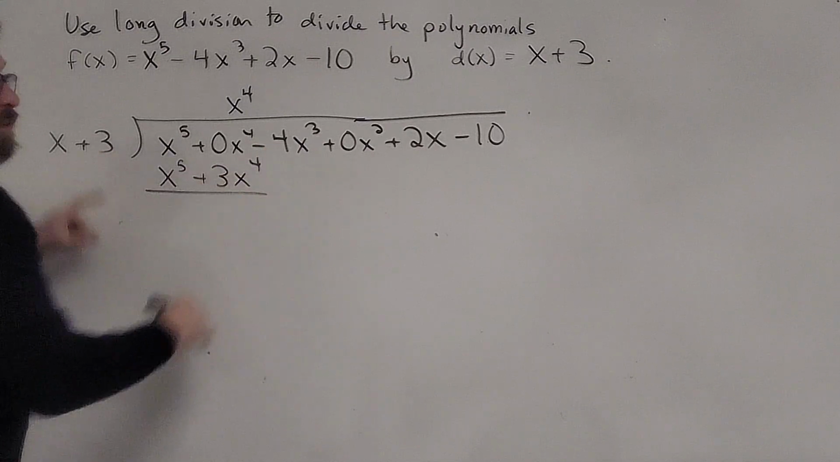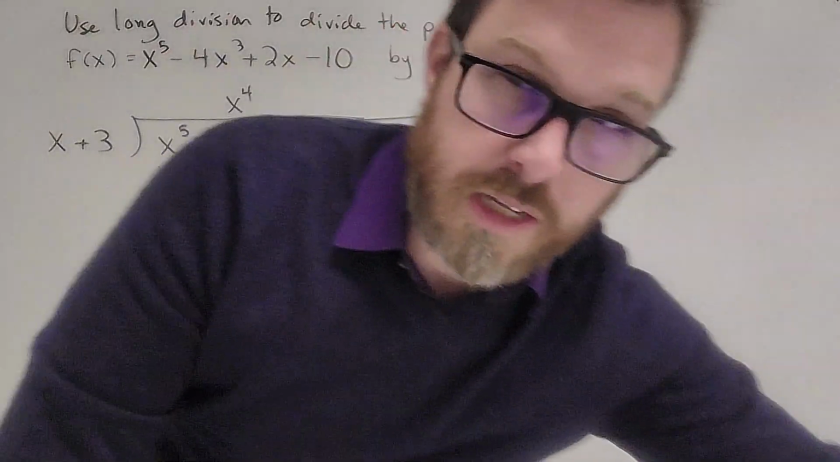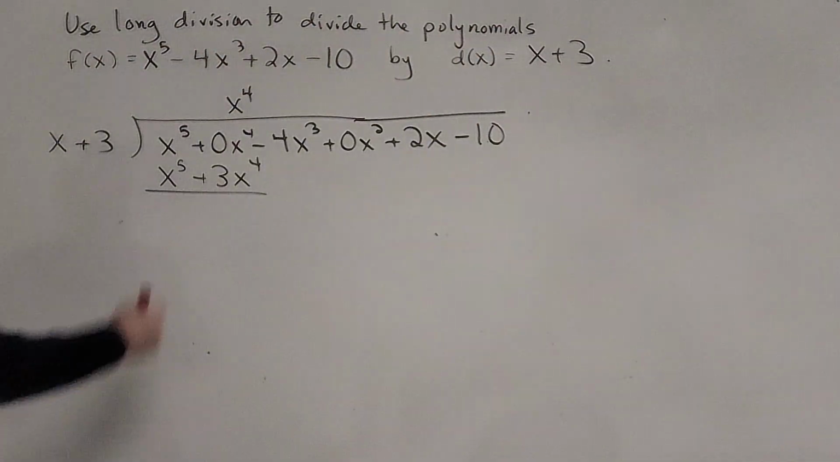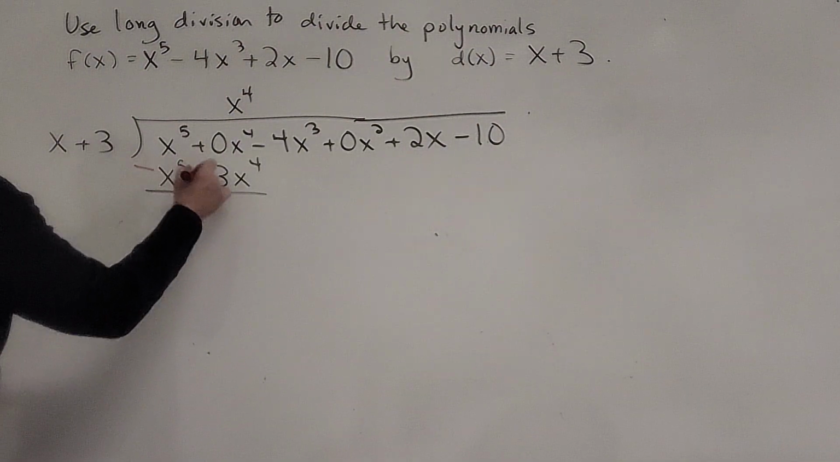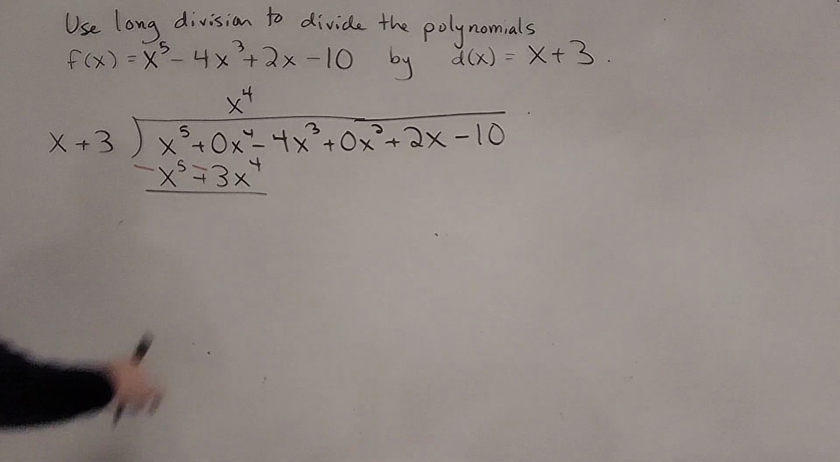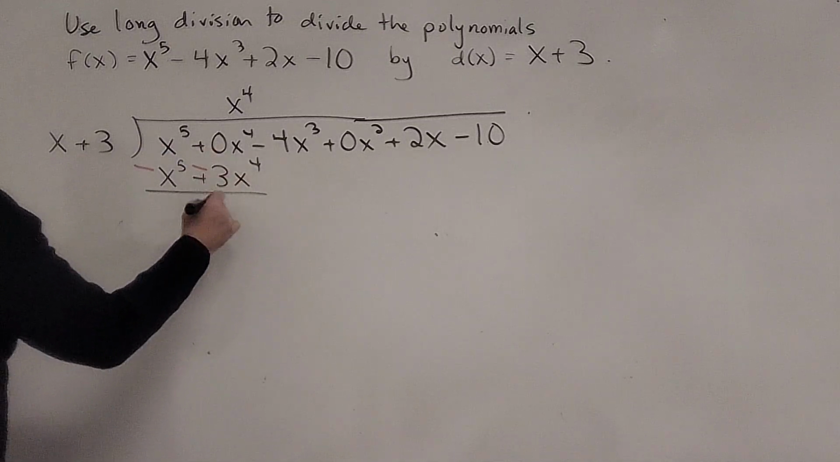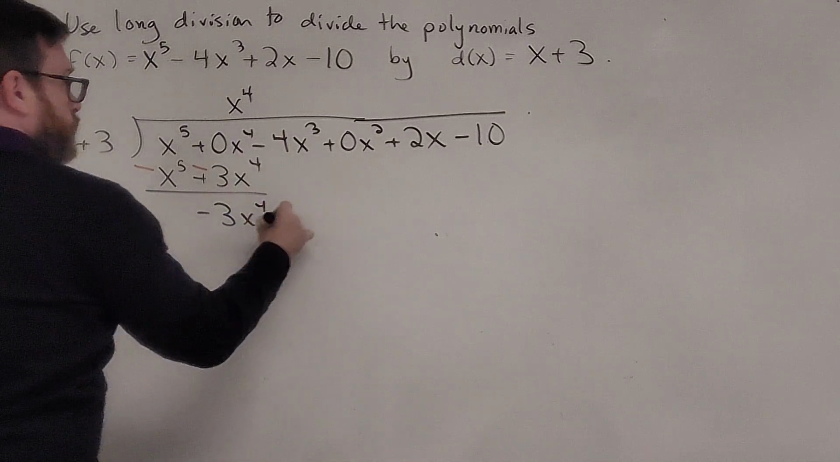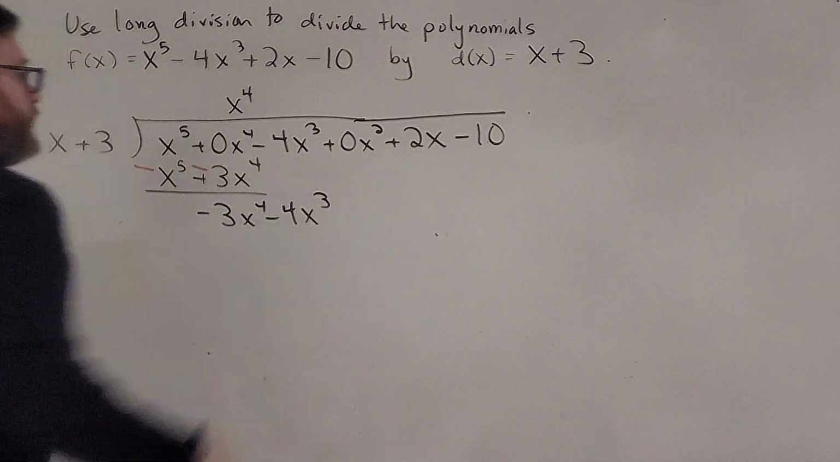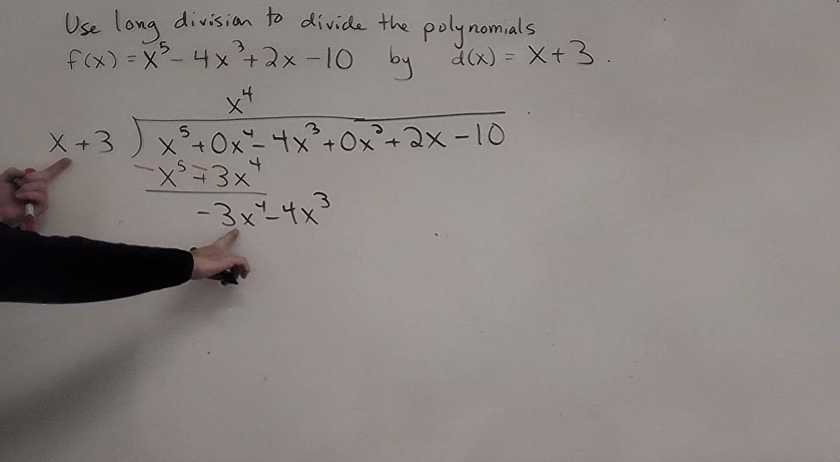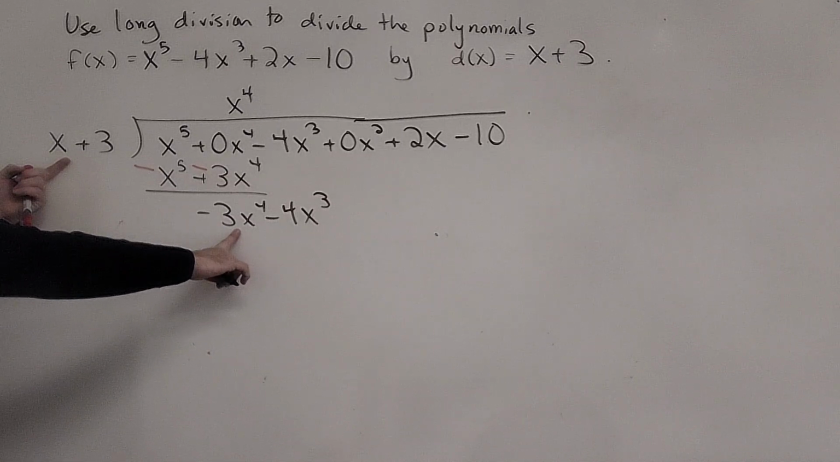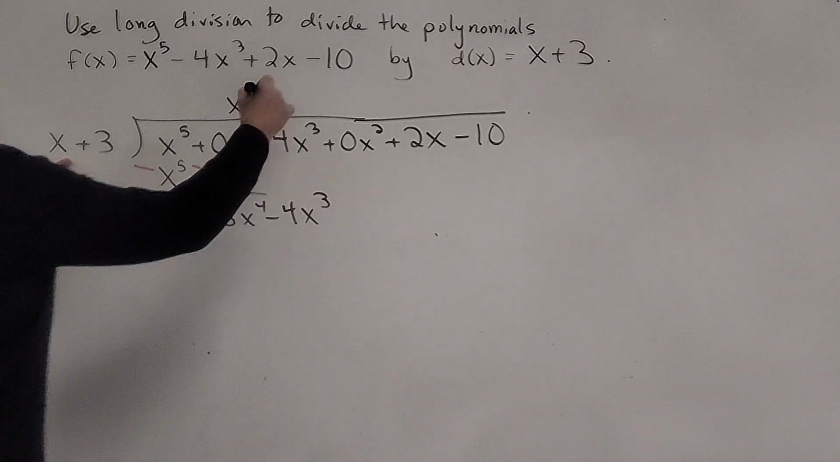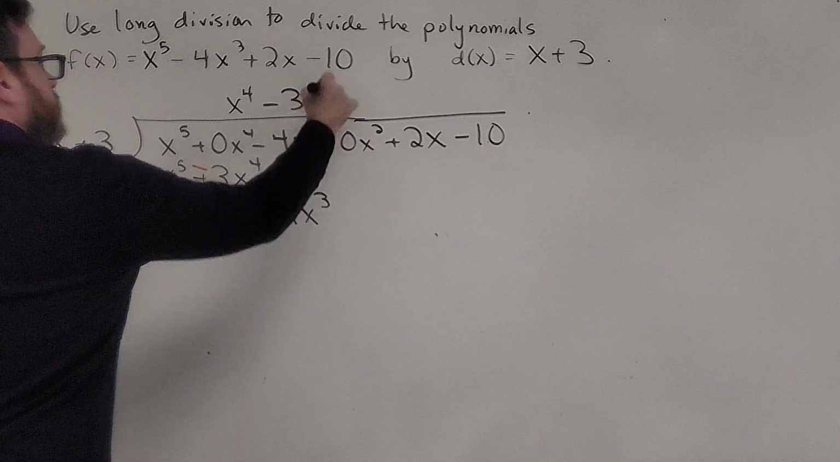Again, don't forget to subtract, which means that we're going to have to change the signs of both of these because I'm subtracting. So this is going to be a minus, and this is going to be a minus. So this will disappear. 0 minus 3x to the 4th is going to be a minus 3x to the 4th. Then I drop down the next term, minus 4x cubed. Now again, make a match. What do I have to multiply this by to make a negative 3x to the 4th? Well, it's going to be a minus 3x cubed.